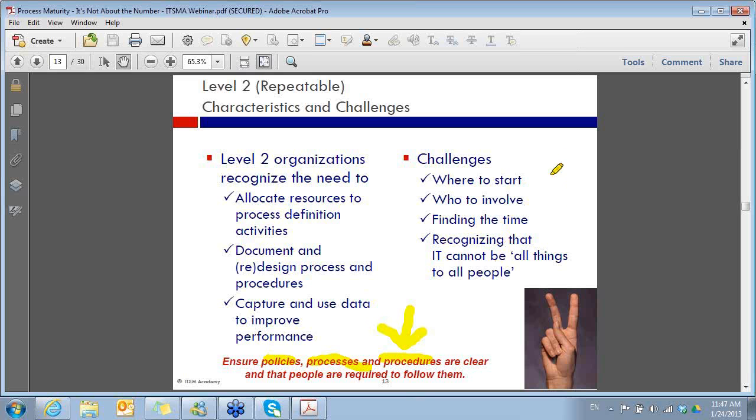And at this level, you're kind of just sitting there, all right, where are we going to start? Who needs to be involved? Where are we going to find the time to do all this, right? All of those types of questions are really critical at this stage of the game. It's also really important at this stage to understand you can't be all things to all people. So you do have to really look at being pragmatic in your approach to process design and improvement.